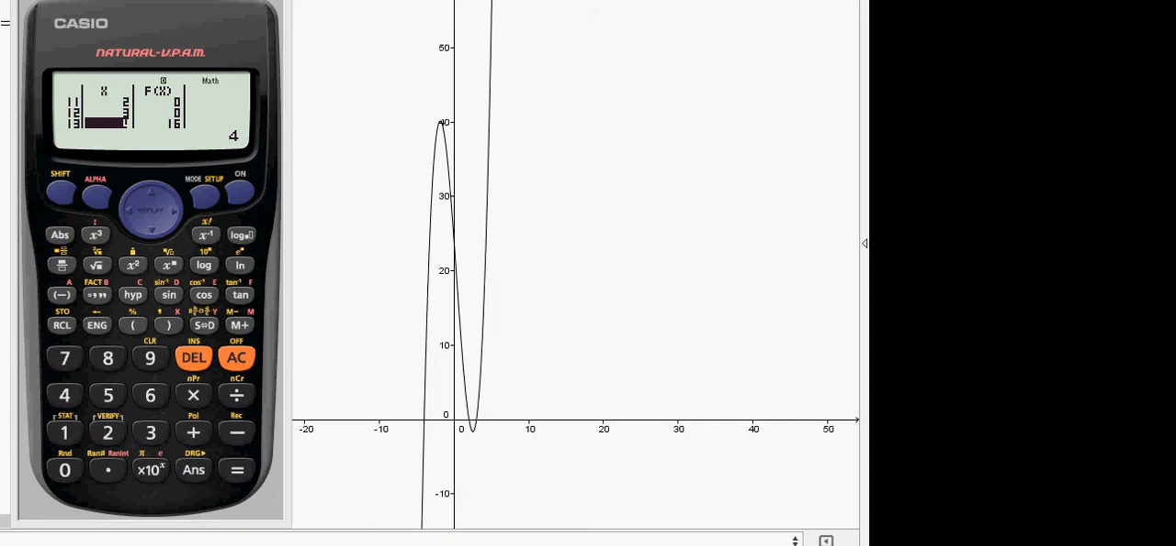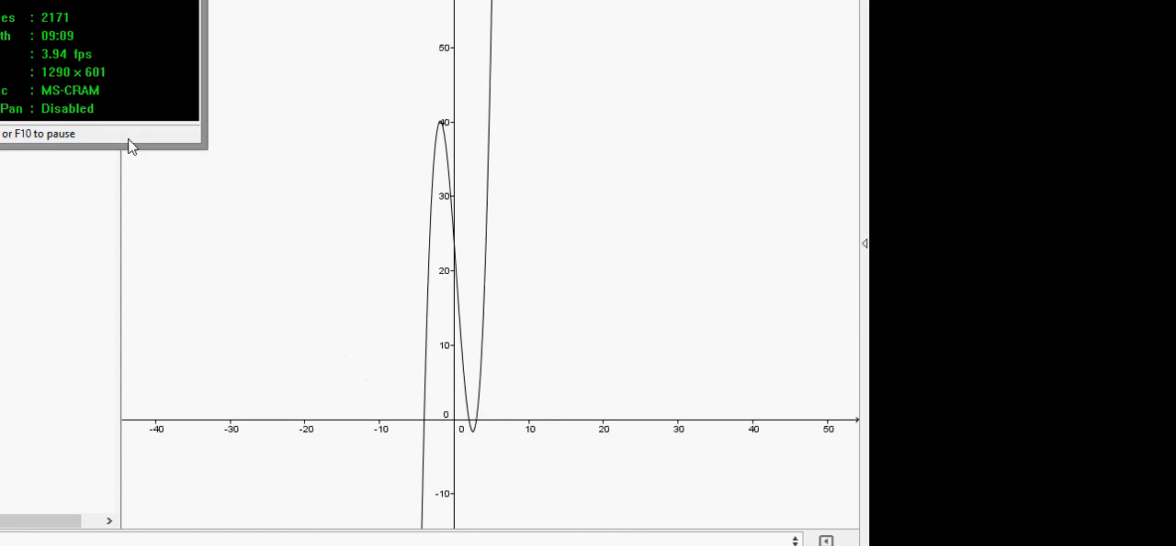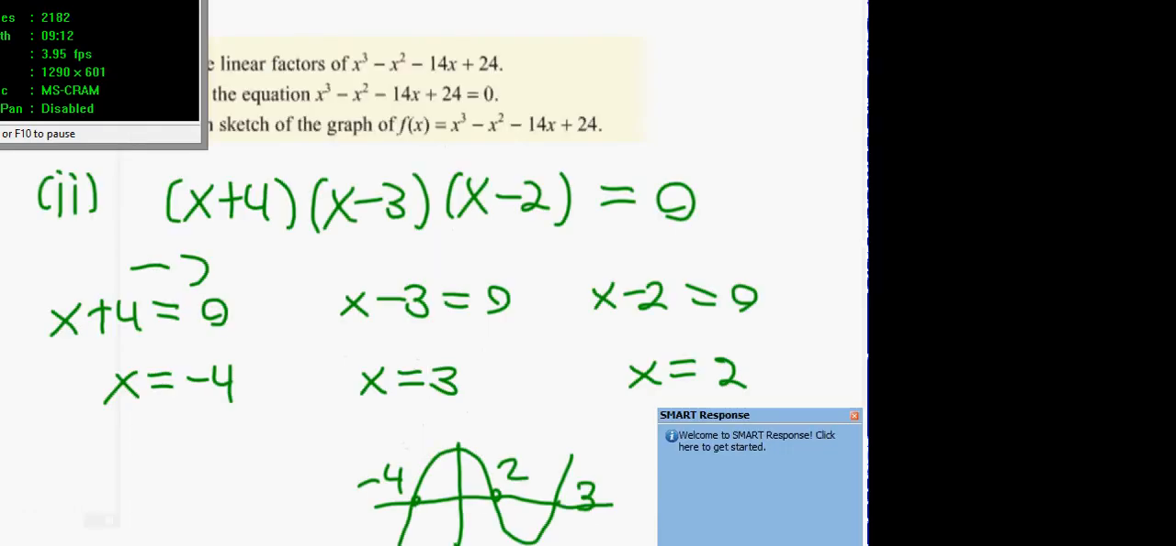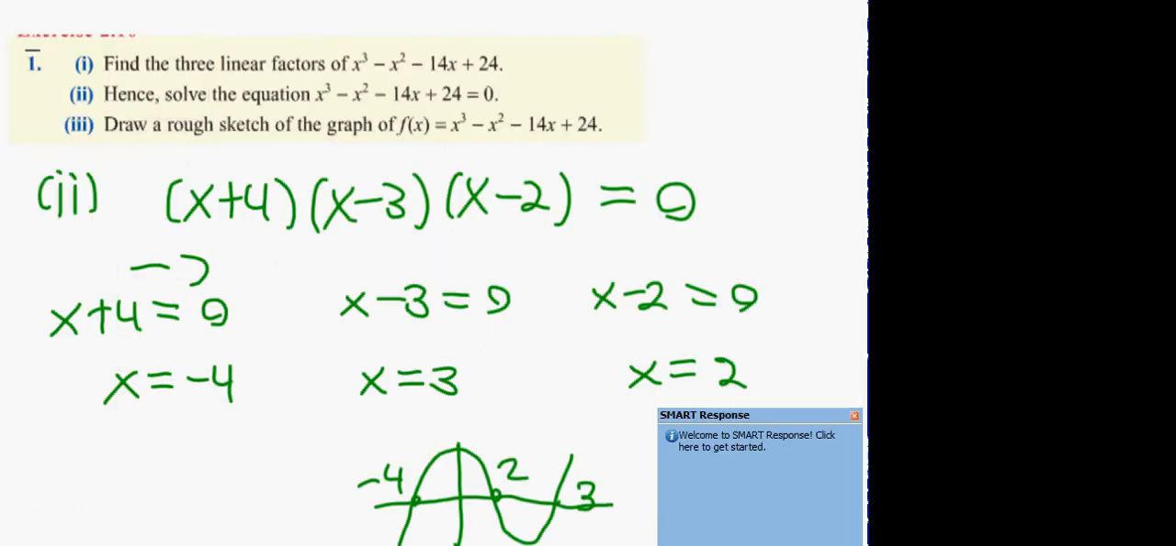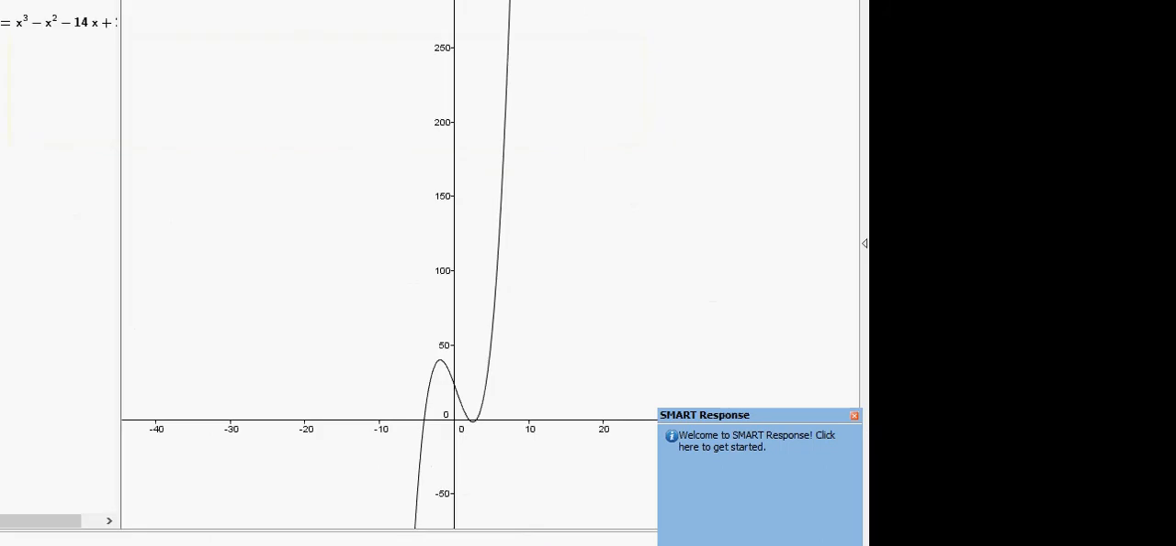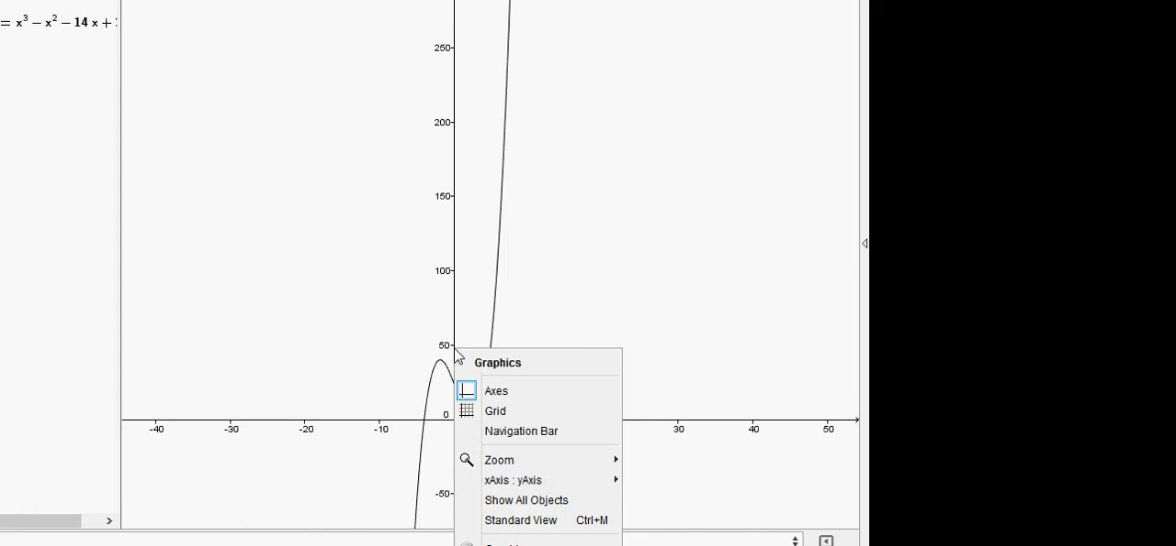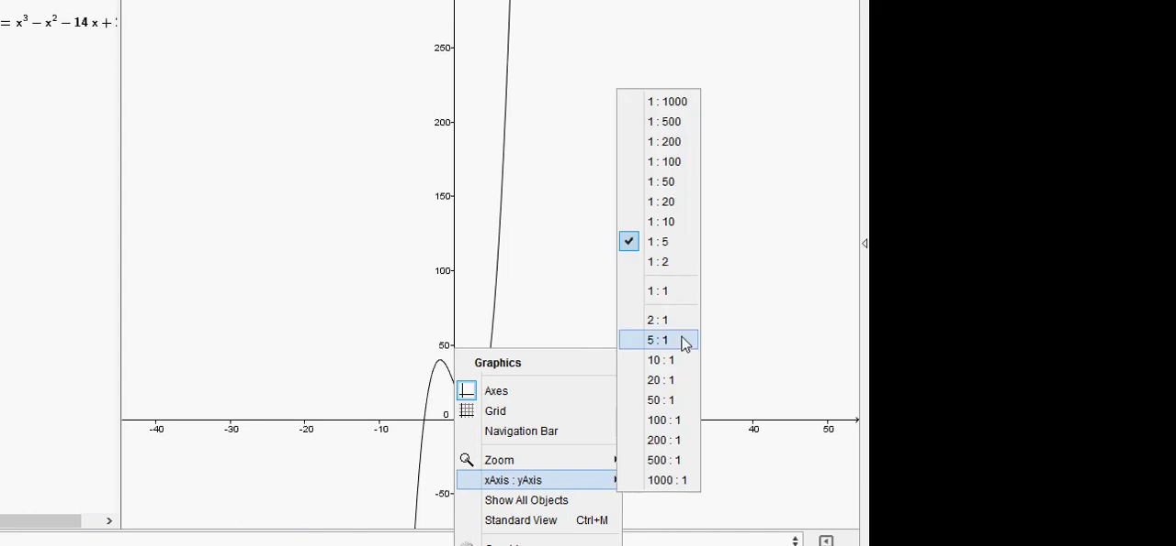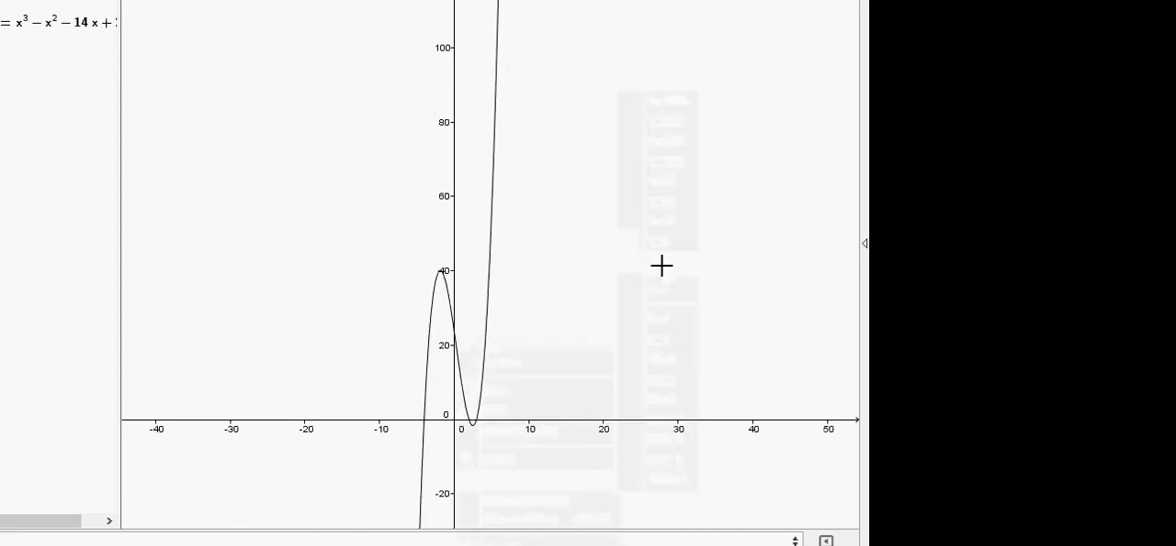So when you draw this graph, okay, it will look something like this here, and obviously the shape of the graph purely depends on your ratio. So if I did a 1:2 ratio, we can see it looks something like this. So it depends on the ratio of your axes, okay?